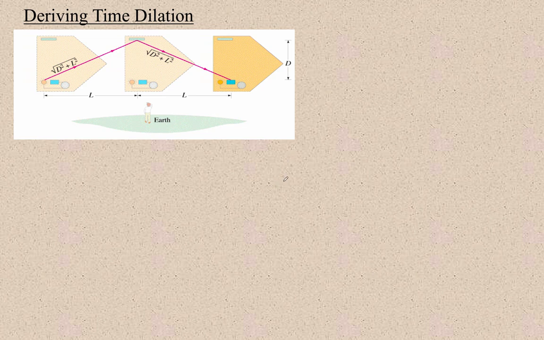So bear with me. This is actually a very cool thing. We're going to derive something that somebody got a Nobel Prize for. Okay? So remember that if this thing's sitting still, of course, the light just goes up and it goes back.